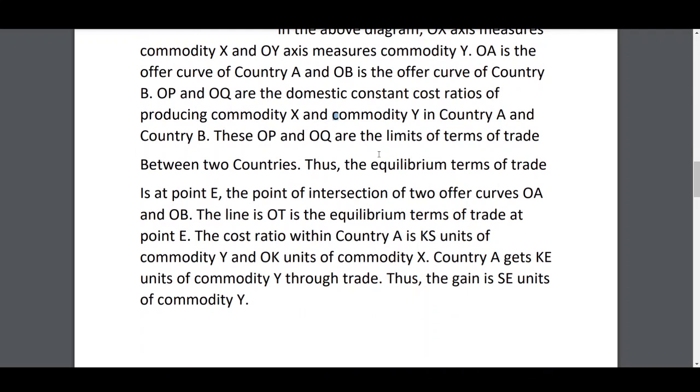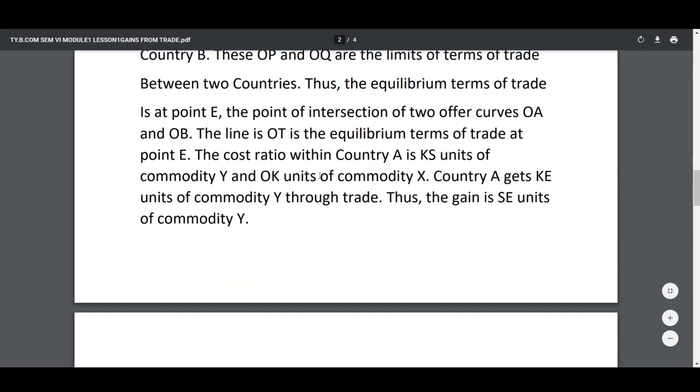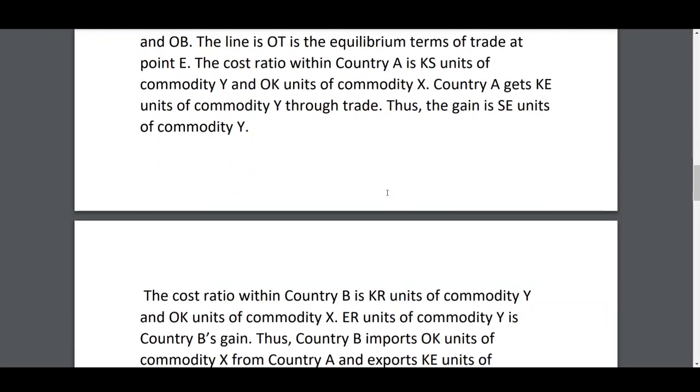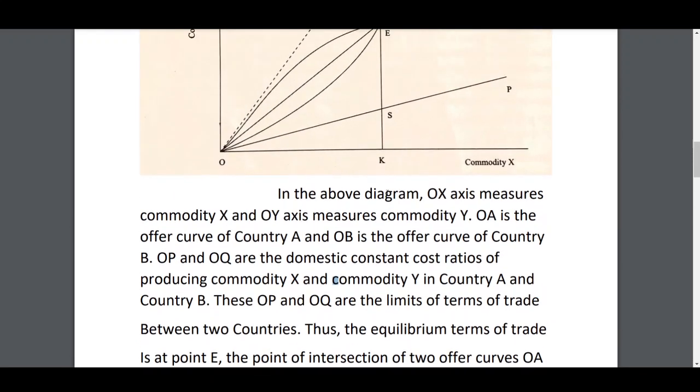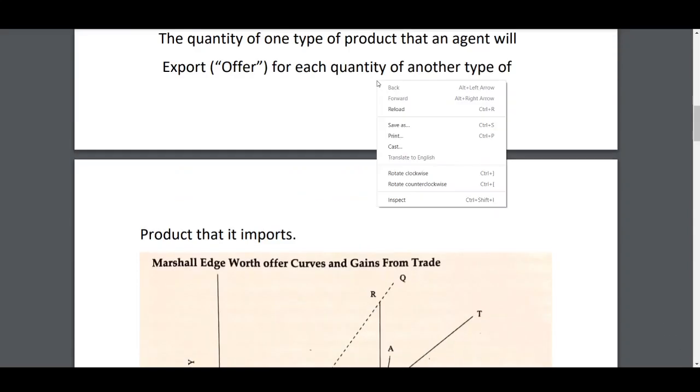In country A, OP and OQ are thus the equilibrium. OT is the equilibrium terms of trade, and the cost ratio within country A is KS units of commodity Y and OK units of commodity X. Country A gets KE units of commodity Y through trade, and the gain is SC units of commodity Y. Country A's benefit is what? SE units. This is the gain of country A. Okay.